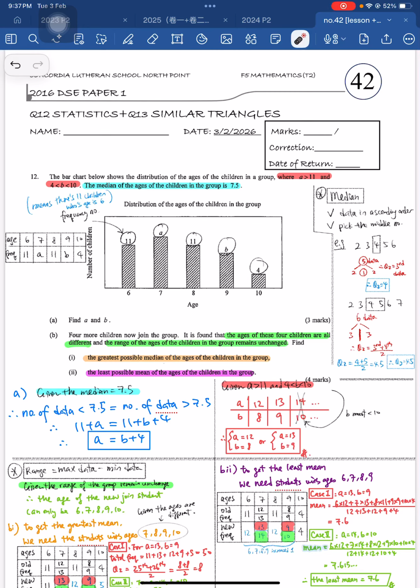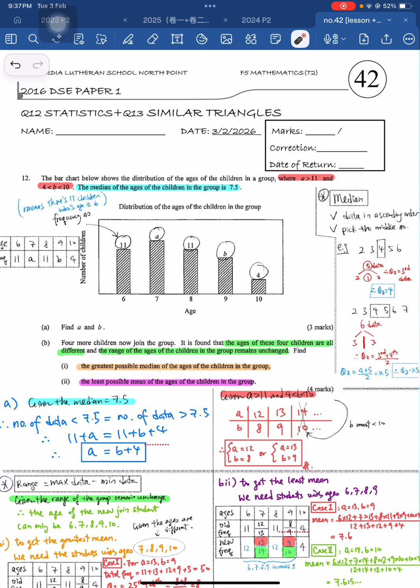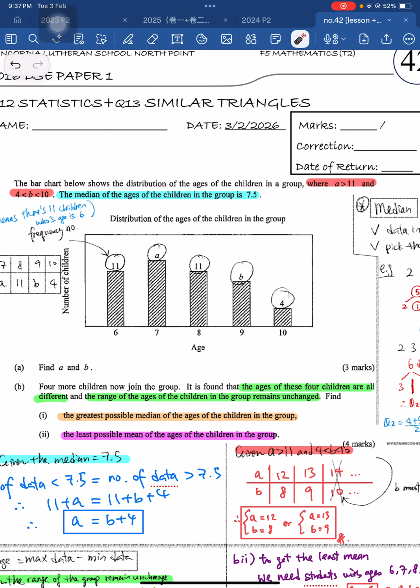Alright, so in this question, we're going to talk about a 2016 question 12. It's about statistics, which is the median and the range. We have a distribution of the ages of the children in a group. We have some conditions here: A must be greater than 11, and 4 is more than B is more than 10. And the main condition is that the median of the ages is going to be 7.5. So you can look at this bar chart.